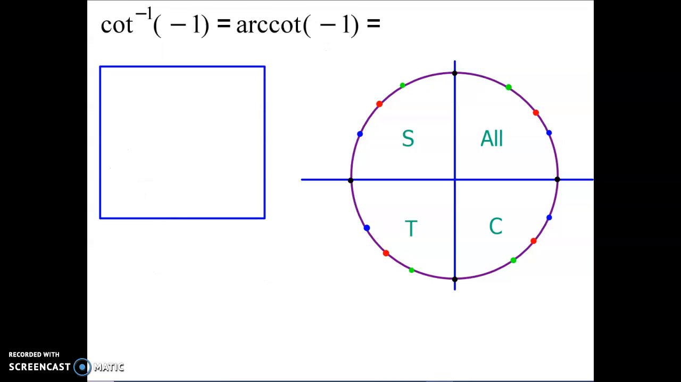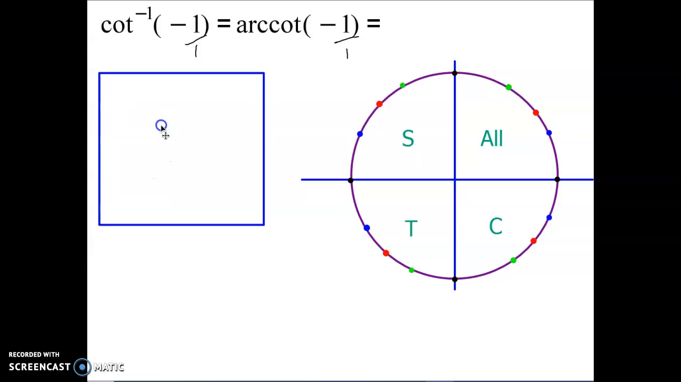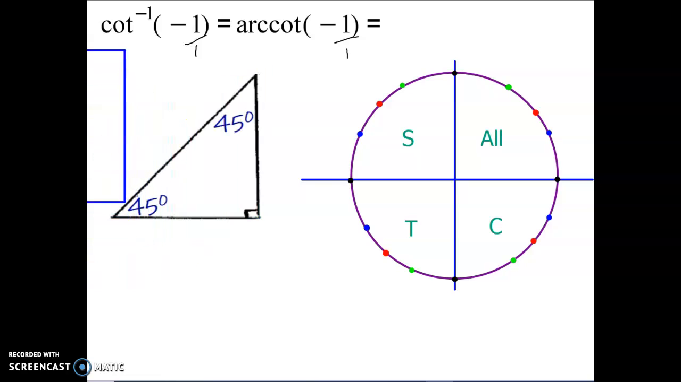Okay, let's try this one. What angle has a cotangent of negative 1? So again, if I want to, I can make that 1 over 1. Okay, so cotangent. Cotangent is adjacent over opposite. So which triangle has my adjacent side and my opposite side the same? Well, that's going to be my 45, 45, 90 triangle. Let's put the side lengths on there: 1, 1, square root of 2.